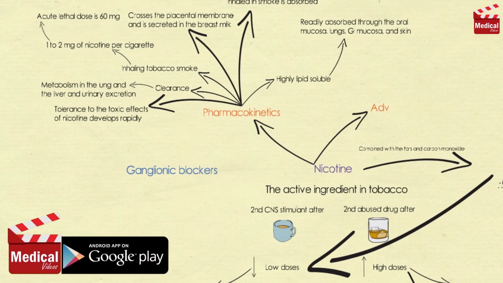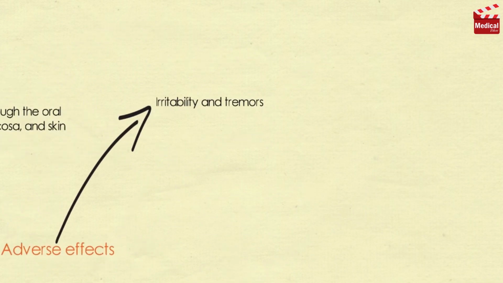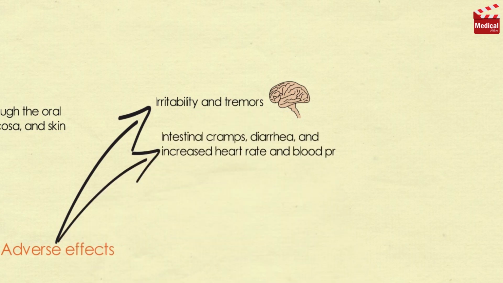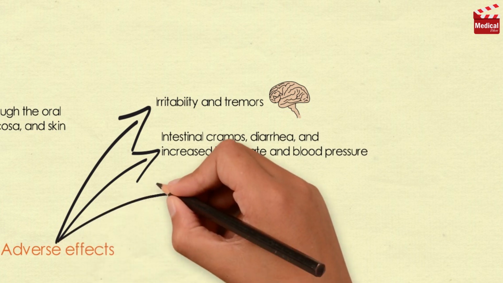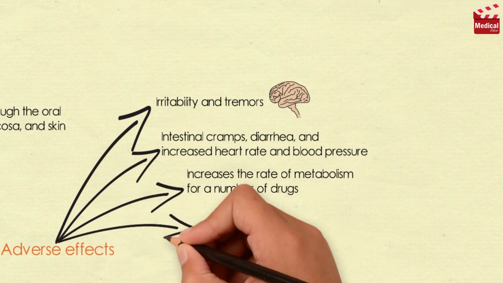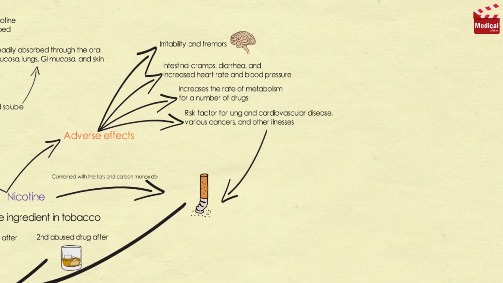It has a lot of adverse effects, including irritability and tremors that happen due to the CNS effects of nicotine. It may also cause intestinal cramps, diarrhea, and increased heart rate and blood pressure. And it may also increase the rate of metabolism for a number of drugs. Nicotine represents a serious risk factor for lung and cardiovascular disease, various cancers, and other illnesses. So it is not currently used therapeutically, except in smoking cessation therapy.